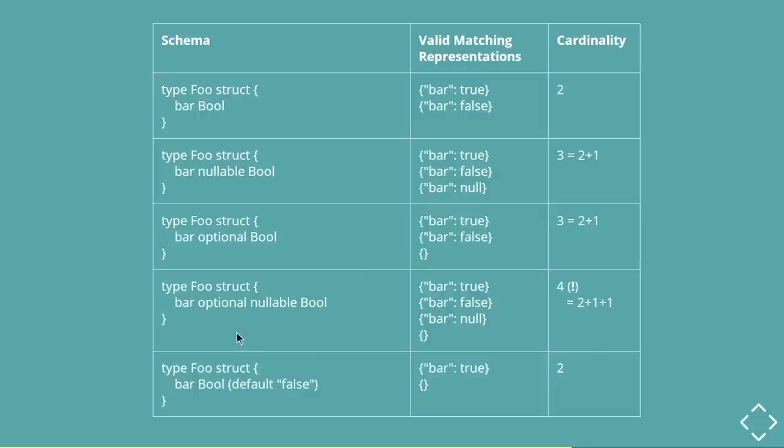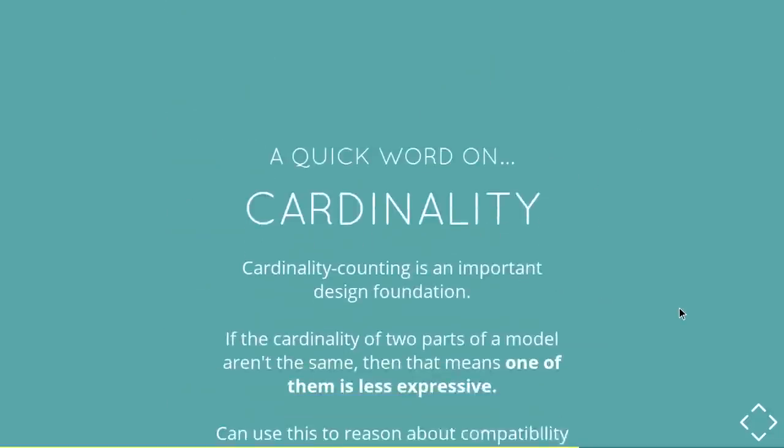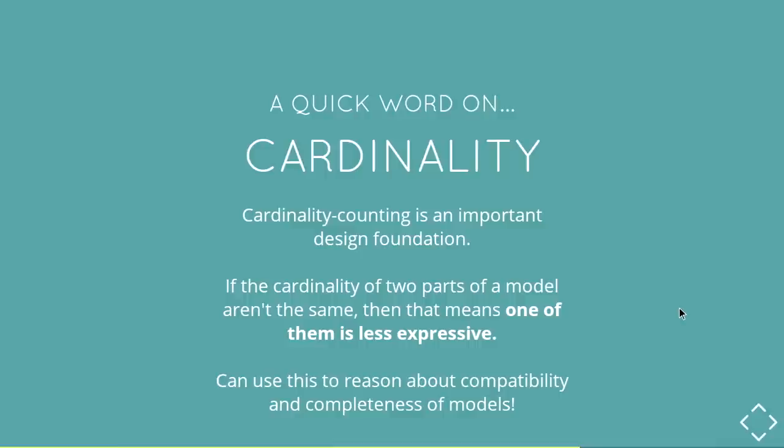And so it follows that you can stack optional and nullable. In this case, a struct that has such a field could be true, or it could be false, or it could be null, or it could be missing the entire pair. So these plus ones, they stack. You can get a cardinality 4 field out of a bool. And another feature called defaults that I'm going to introduce next doesn't mess with this, which is interesting. So this is a really important foundational design concept.